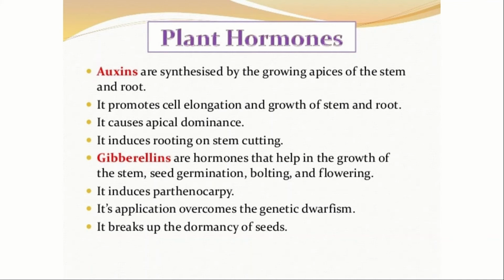Next comes gibberellin. Gibberellins are hormones that help in the growth of the stem, seed germination, bolting and flowering. Next, they induce parthenocarpy, which is a type of growth. Next, their application overcomes genetic dwarfism. That is, by gibberellins the plant will grow in height and will not become a shorter plant, so the dwarfism will not be there. And it breaks dormancy in seeds. Some seeds will not grow properly, but if they have gibberellin hormone, the seeds will grow properly.